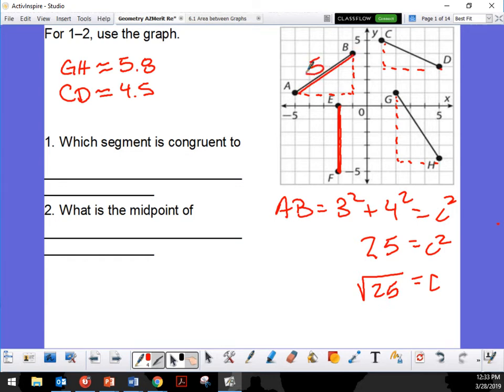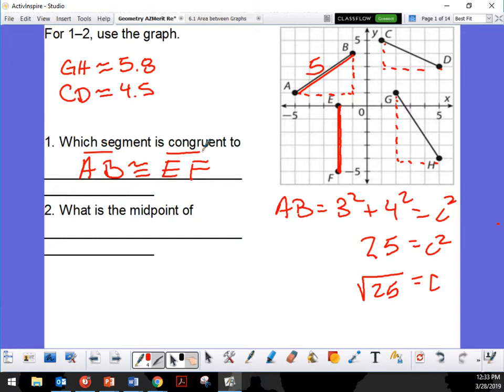So it's asking which ones are congruent? AB is congruent to? So AB is congruent to EF, right? Line segment. Okay? So a lot of stuff that we have done before. Just got to refresh it.